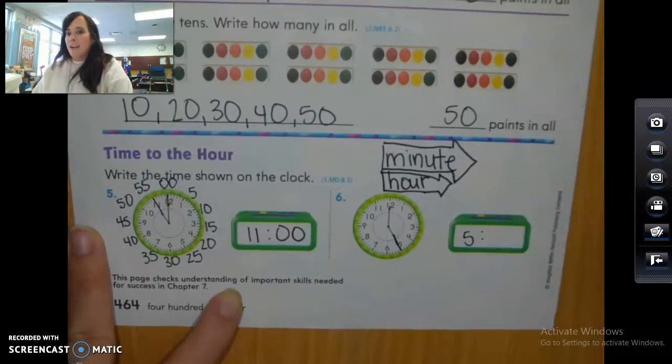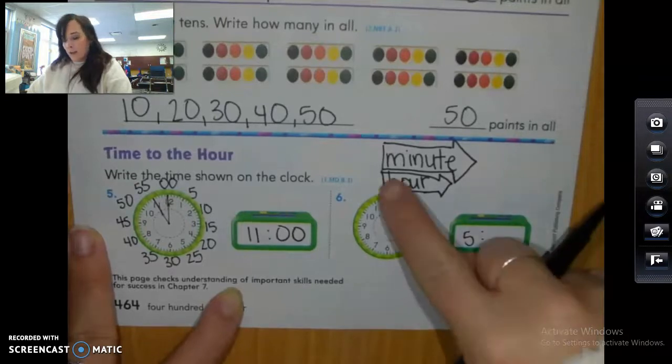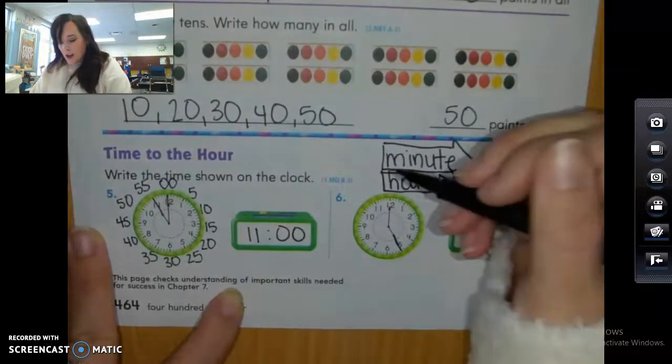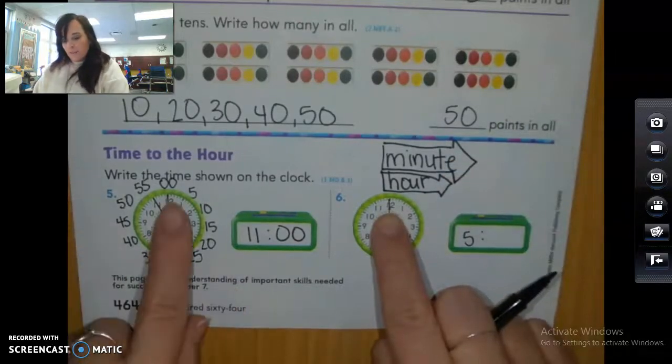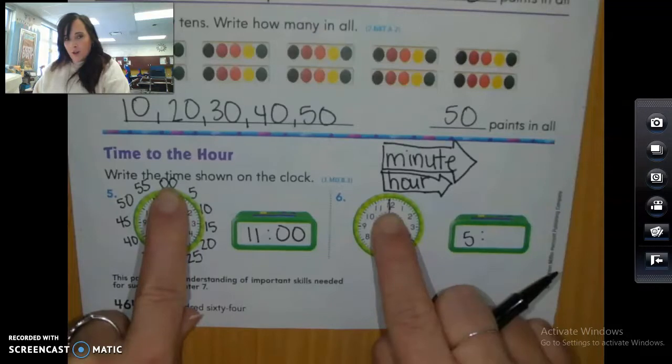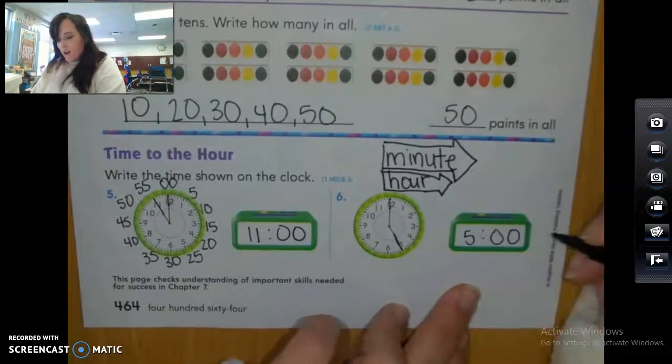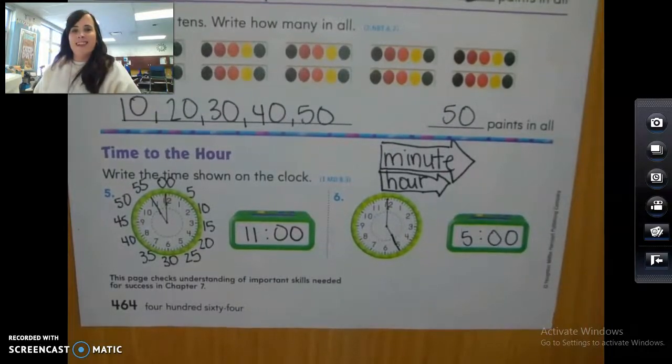Now we need to look at that minute hand. So again, remember, we count around the clock by 5s. I'm going to elongate that minute hand, and it's pointed to that 12. If I look back over here, that 12 is the 0, 0 mark. So it's 5 o'clock. Okay?